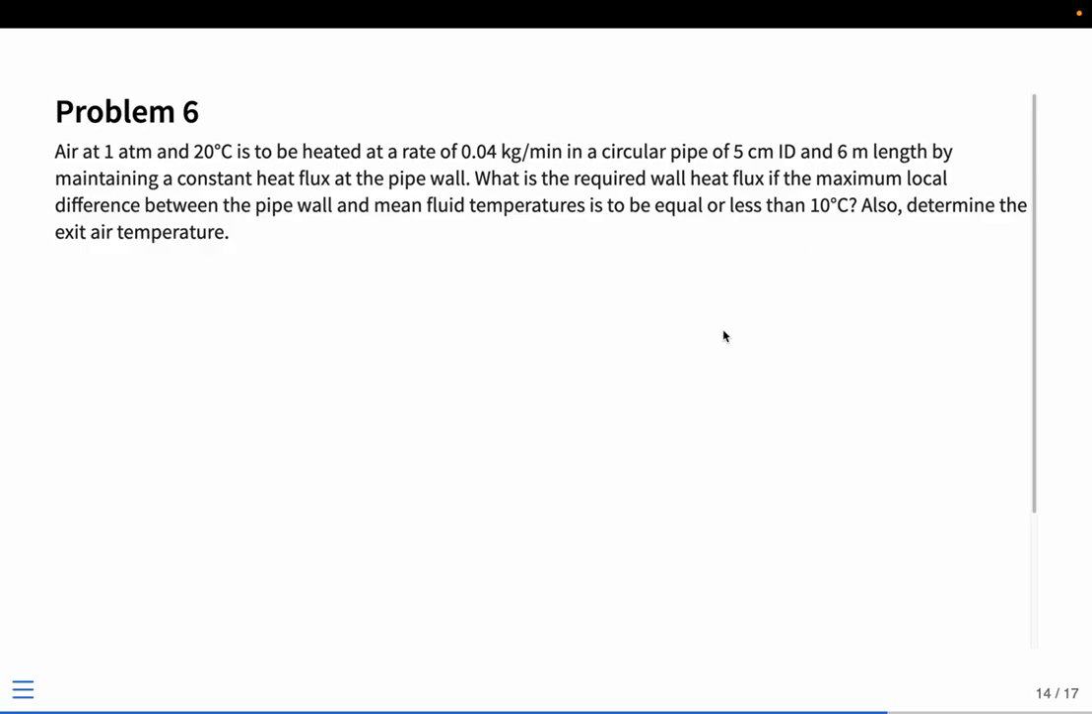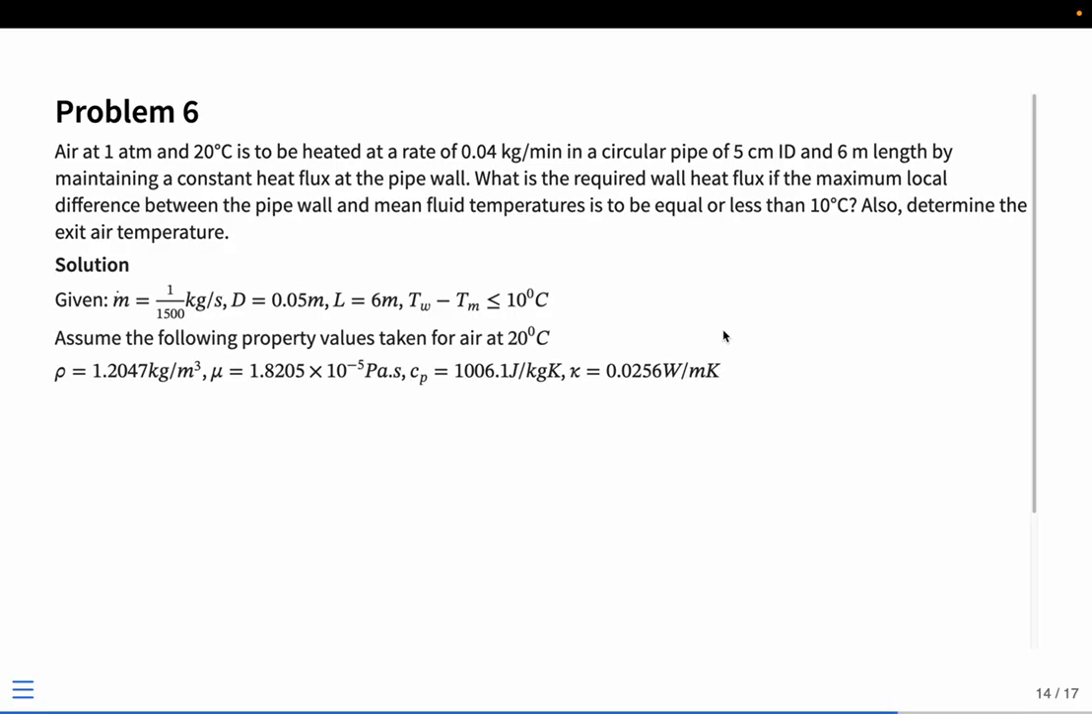So these are the values that are given to us in the question. So I'll take the values at 20 degrees Celsius, assuming that the temperature change would not be too much. I'm assuming this because the wall temperature is not given.